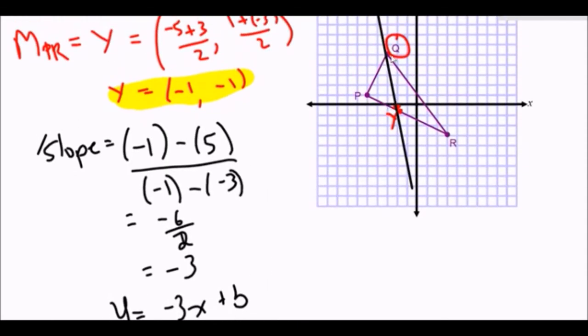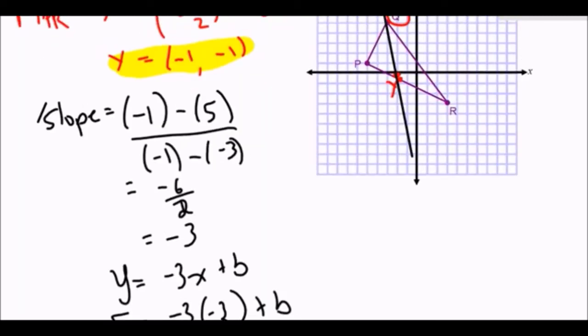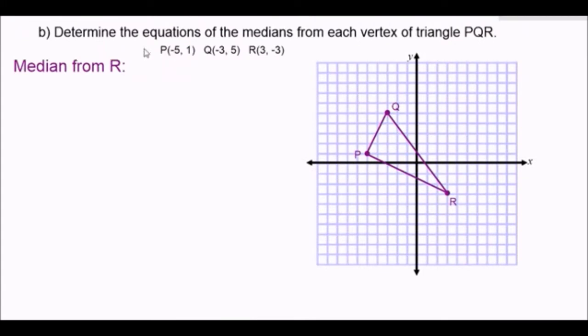And again, if I look on my graph, I can see it's negative and so on. So it looks pretty good. So one more to go. Now I need to find the equation of the median from R. So here's R. It's going to be a line that connects R to some midpoint over here. Let's call that Z.